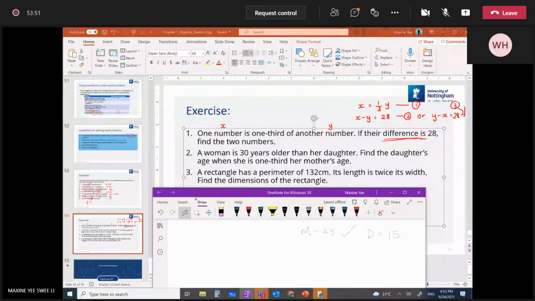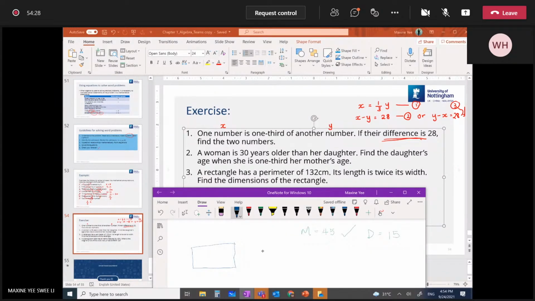The third one, you have a rectangle. So the rectangle has a perimeter of 132 cm. Okay, so you just continue reading. Its length is twice its width. Find the dimensions of the rectangle. Right, so here it might be useful to sketch a rectangle. The sides are longer.